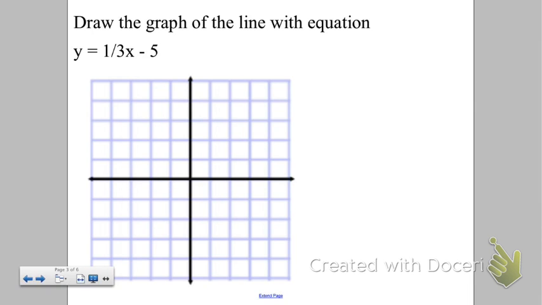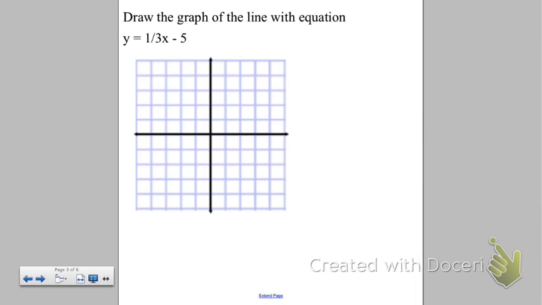And the last question is to draw the graph of the line with the equation y equals 1 over 3x minus 5. Take a second to copy down the question and draw a quick graph. So I'm going to rewrite my equation. y equals 1 over 3x minus 5.